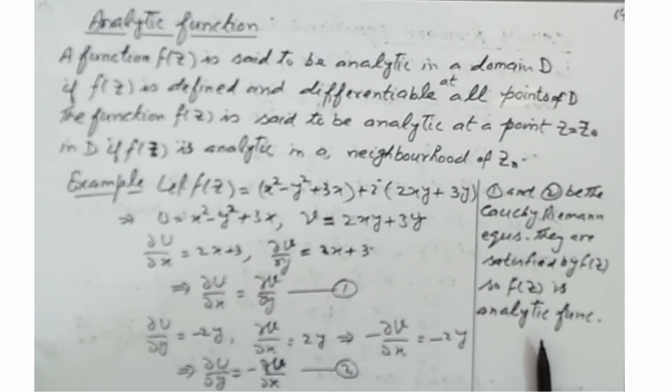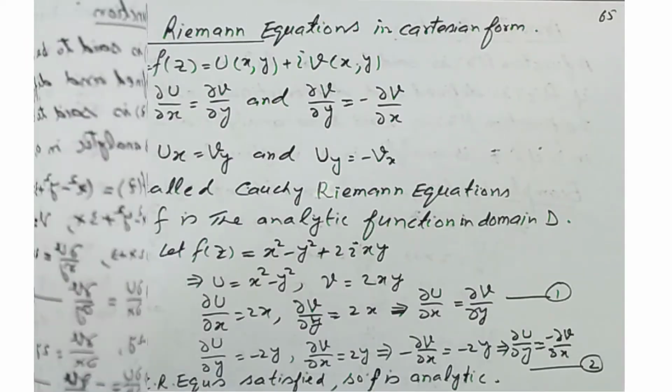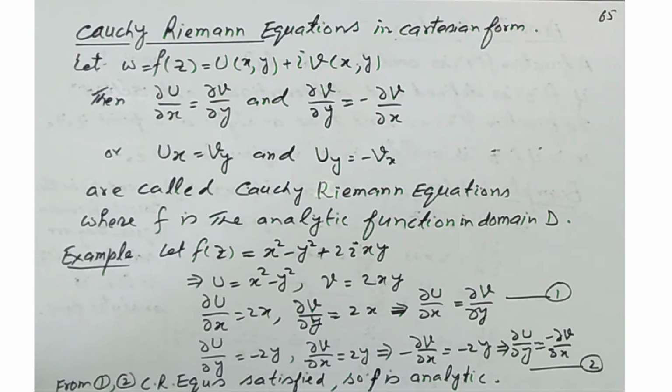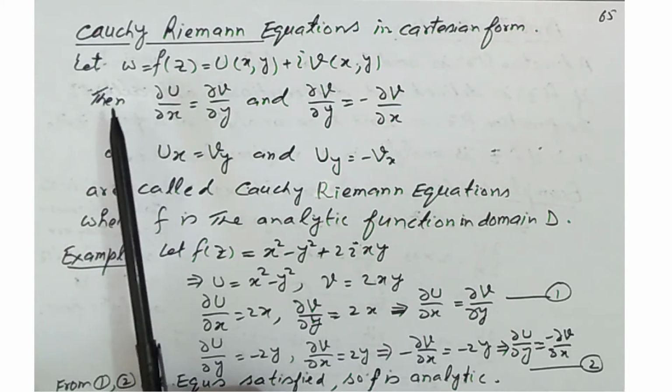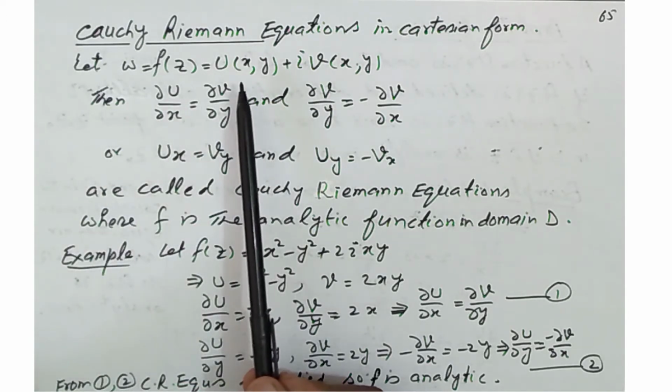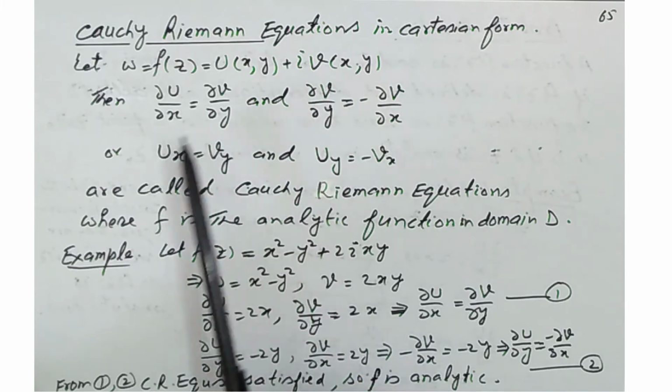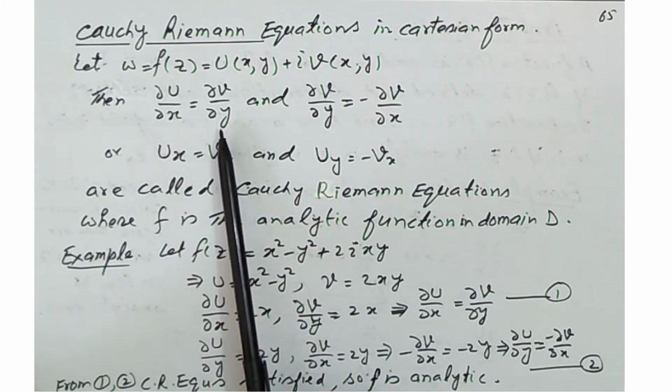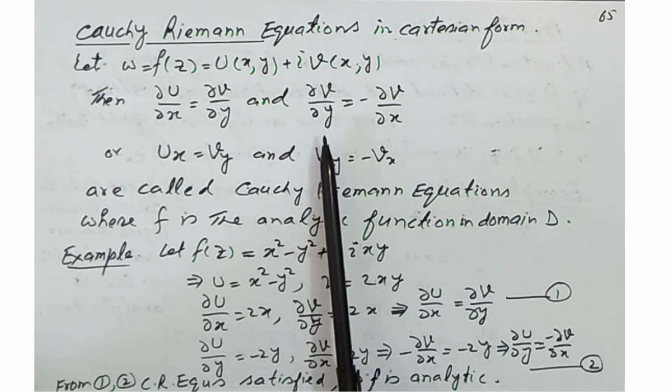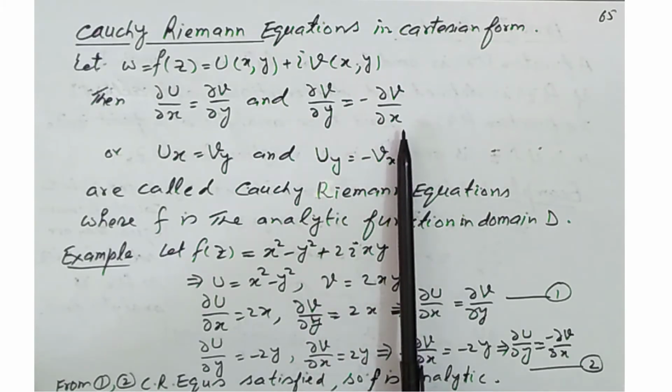Now to prove the function is analytic, we must prove that equation 1 and equation 2 are satisfied. And those functions which satisfy these two equations are called analytic functions. Now, Cauchy-Riemann equations in Cartesian form: let omega is equal to f of z, and this is equal to u(x,y) plus i v(x,y). Partial u over partial x equal to partial v over partial y, and partial u over partial y equal to minus partial v over partial x.